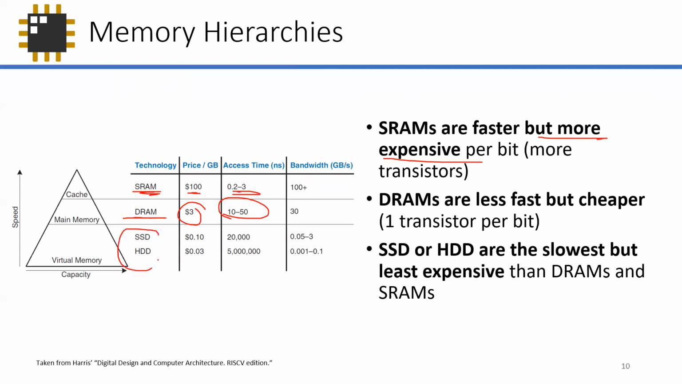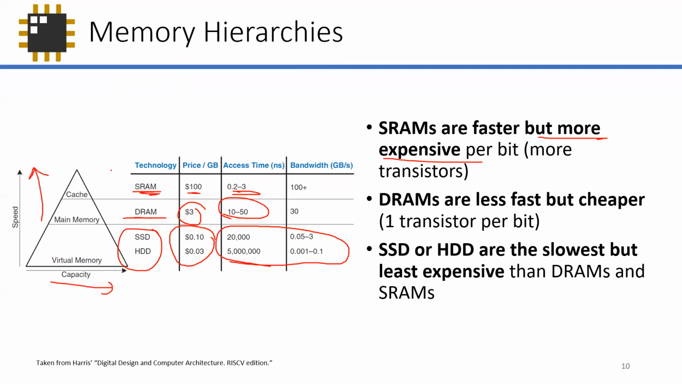Now, SSDs or hard drives are the cheapest when it comes to memory storage. But the bandwidth or the speed is really, really low. It's so slow, so that's a big, big trade-off. However, like I said, it's a trade-off between capacity and speed.